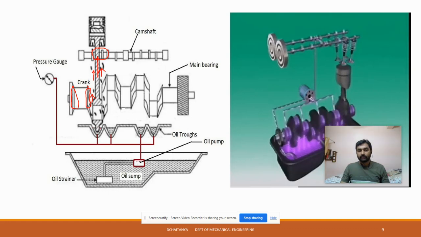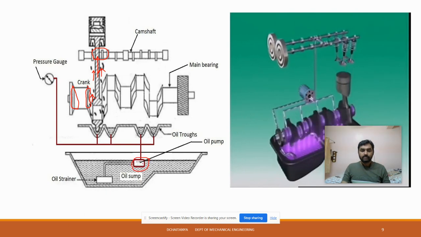So how is it getting there? Due to the mass rotation, the crank itself pushes the oil towards all the other parts. How does it get from the oil to the trough? So there is a mechanism, that is the oil pump and oil strainer.